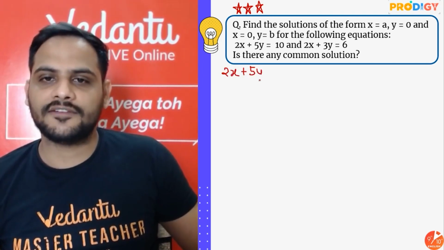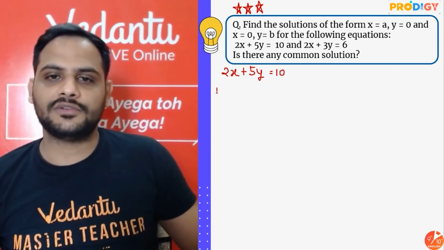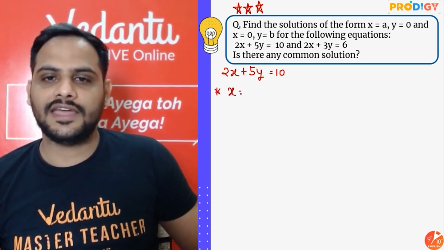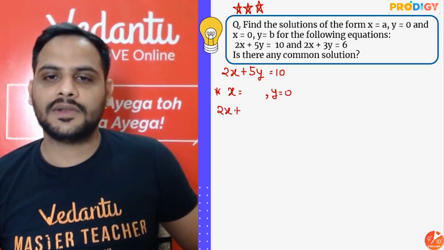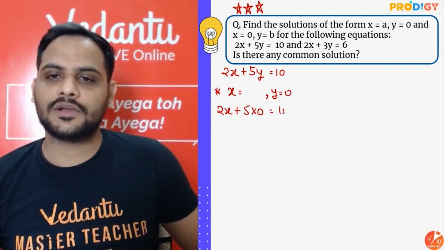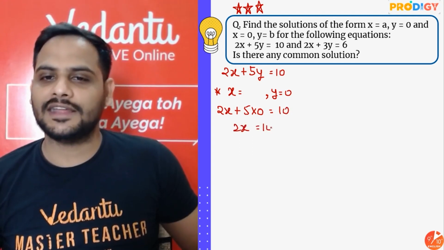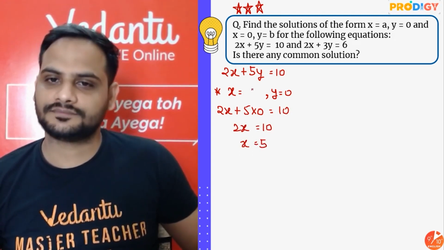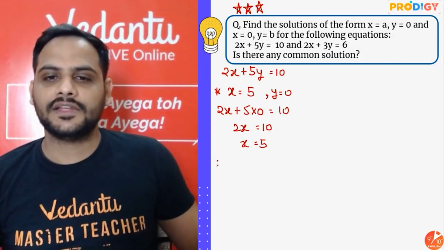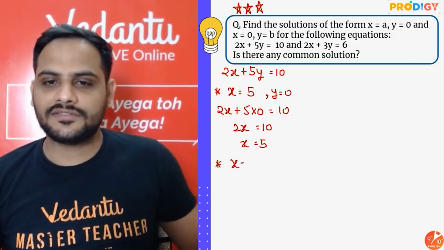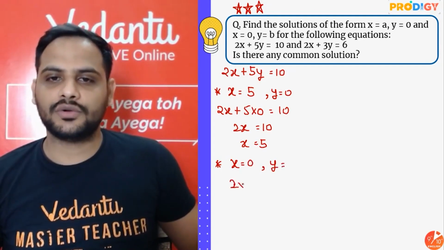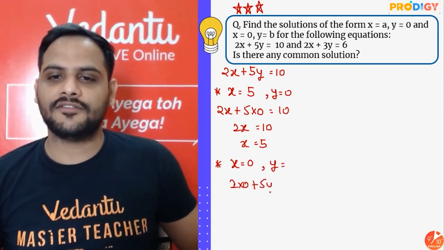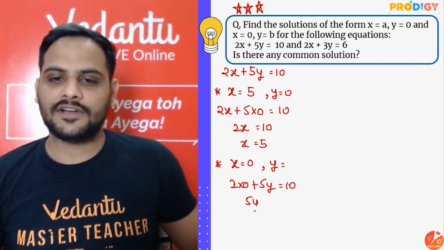So we have two equations. 2x plus 5y equal to 10. Chalo, first solution, let's see over here. Let's see what is x when y is equal to 0. So it will be 2x plus 5 into 0 is equal to 10. So 2x is equal to 10, x is equal to 5. Okay, first solution. Second solution, let's say this time x is equal to 0. Let's see what will be y. So I can say 2 into 0 plus 5y is equal to 10. You'll get 5y is equal to 10. That means y is equal to 2.